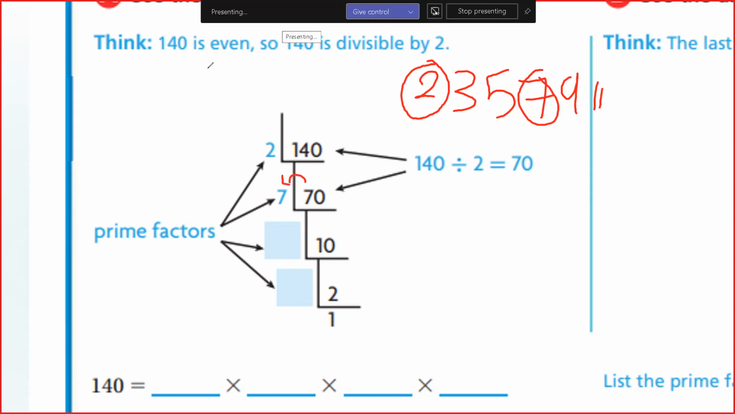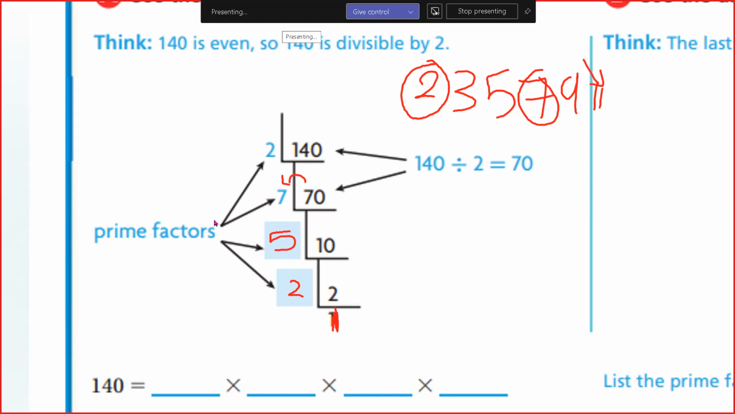Then 10. Can I divide 10 by 11? No. By 7? No. By 5? Yes, by 5. That's 10 divided by 5, 2. Then 2, I will divide it by 2 to get 1. So what are the prime factors of 140?